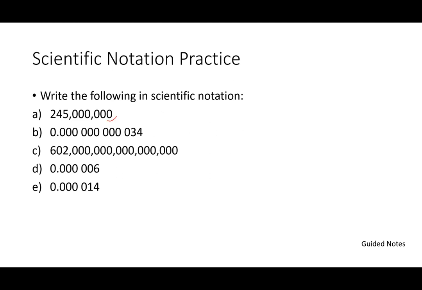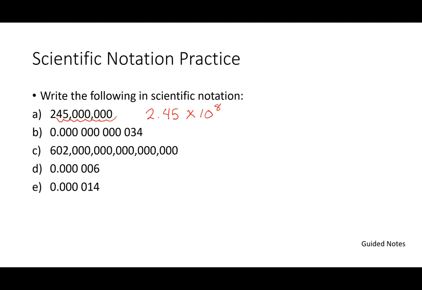So we're going to need to move it 1, 2, 3, 4, 5, 6, 7, 8. So what we would do is write 2.45. And then the rest of these zeros, we don't want to write those every time. It's much faster to put this in scientific notation. 2.45 times 10 to the 8th. And that will be 245 million.